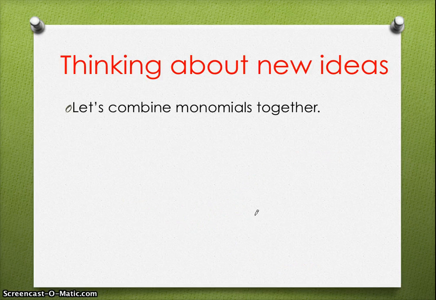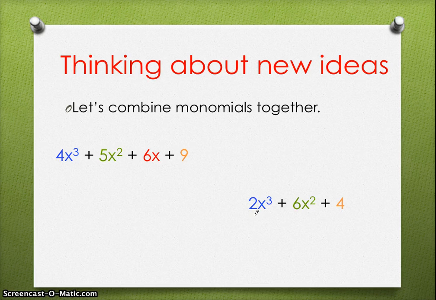Let's go ahead and take a look at combining these monomials and polynomials together. So here's one polynomial, 4x cubed plus 5x squared plus 6x plus 9. And I have a second polynomial, 2x cubed plus 6x squared plus 4. Now, it's considered a polynomial because we have different monomials and constants, which are the 9 and 4, combined together in an addition sentence.